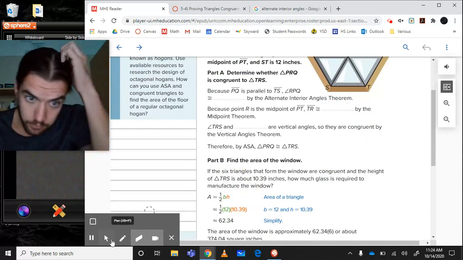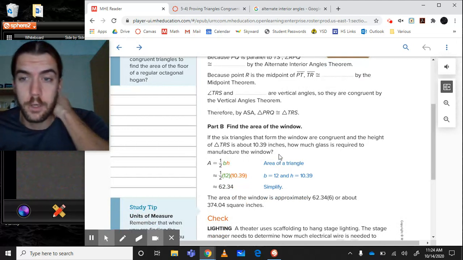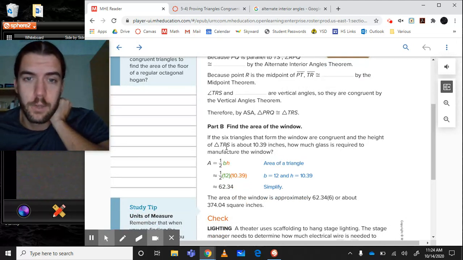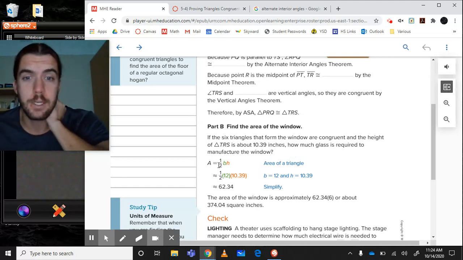Find the area of the window. Okay, so if the 6 triangles that form the window are congruent and the height of triangle TRS is 10.39 inches, how much glass is required to manufacture the window? Well, the area of any triangle is always 1/2 base times the height.